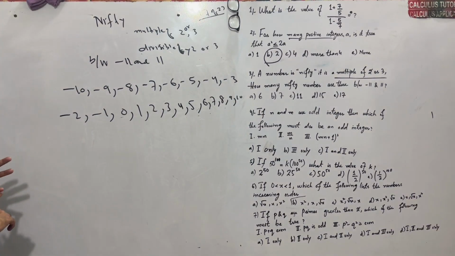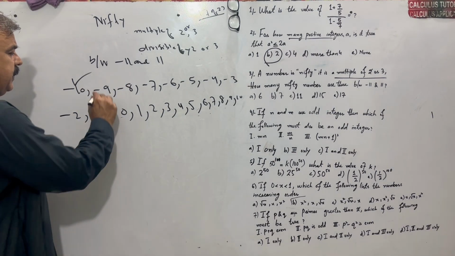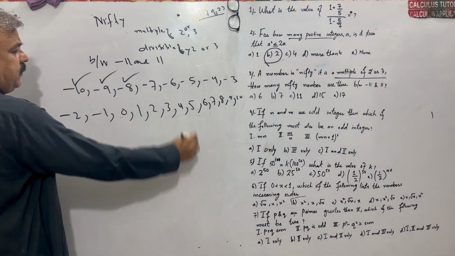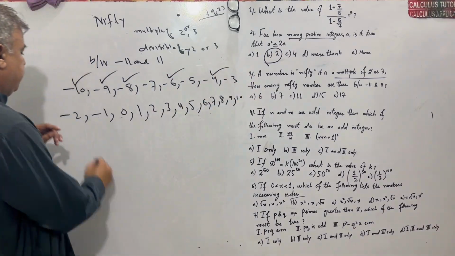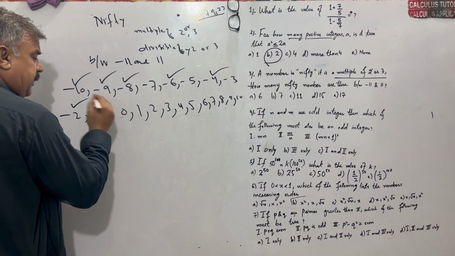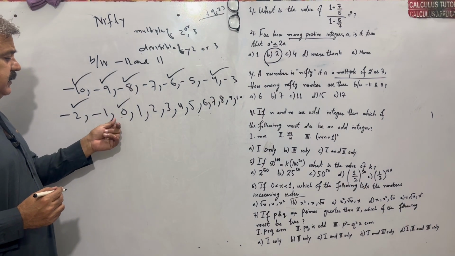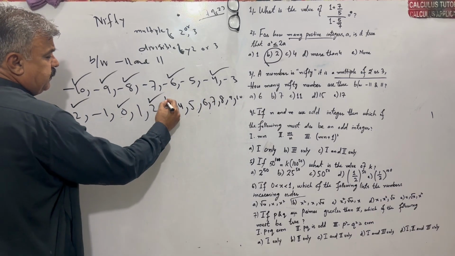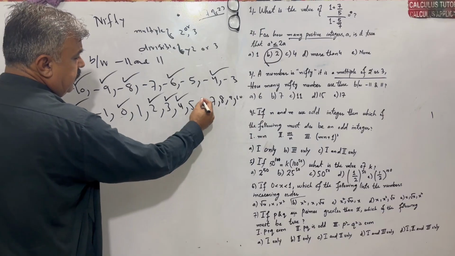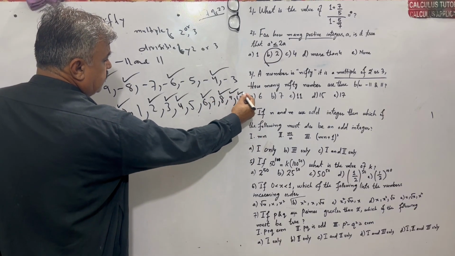Take the nifty numbers, divisible by 2 or 3, multiple of 2 or 3. It is a multiple of 2. It is a multiple of 3. It is a multiple of 2. It is a multiple of both 2 and 3. It is both multiple of 2 as well as 3, because 0 is valid for all the cases: 2 times 0 is 0, 3 times 0 is 0.